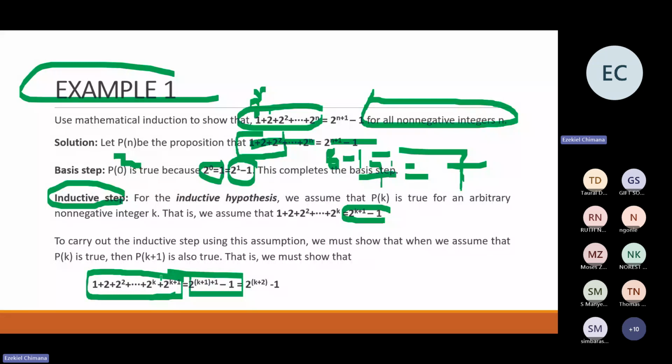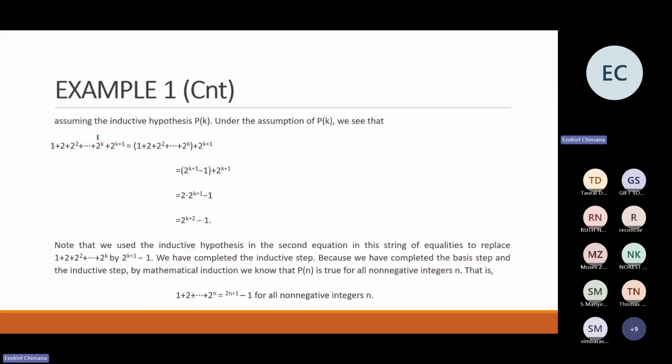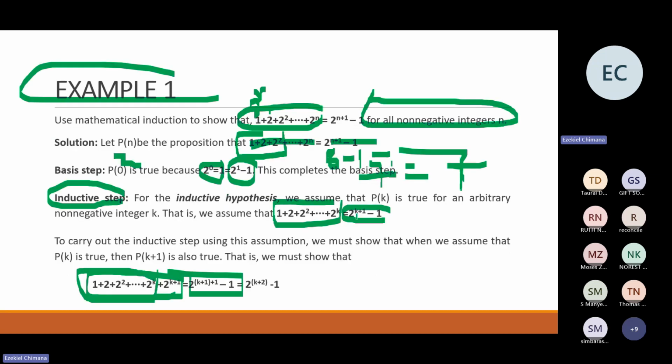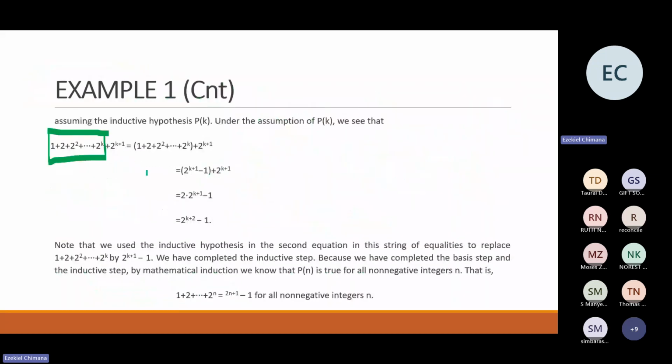So what you want to do here, if you look at this part, this whole part, up to 2 to the power k, is just the same as this part. So which means we can take this right hand side and put it here. So that's what we are going to do. We have got this part, which is equal to 2 to the power k plus 1 minus 1. So this is the part that we are going to replace, this whole part.